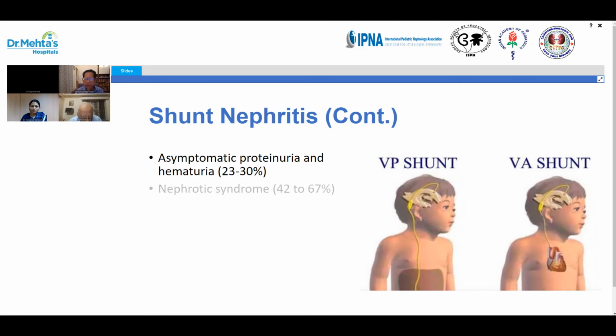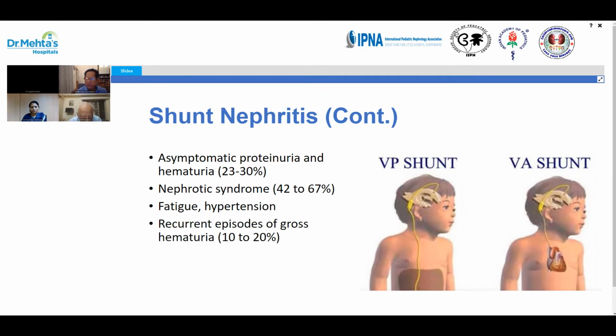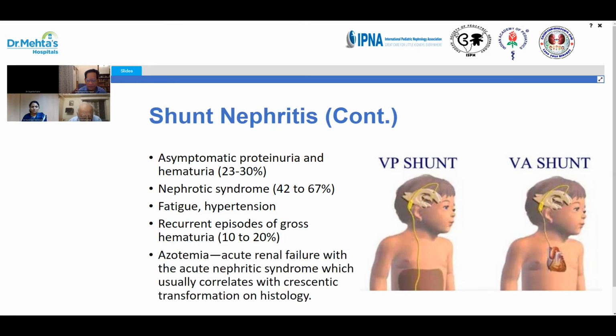There are two types of shunt, ventriculoperitoneal and ventriculoatrial. They present with asymptomatic proteinuria or hematuria. They may have nephrotic range proteinuria, fatigue, hypertension, and recurrent episodes of gross hematuria. Because the bacteria in these cases can change with antibiotics, they repeatedly present with recurrent hematuria. With azotemia, they may present with renal failure.